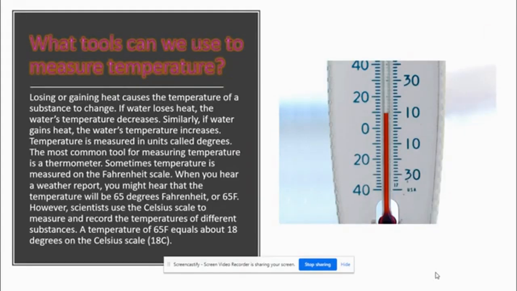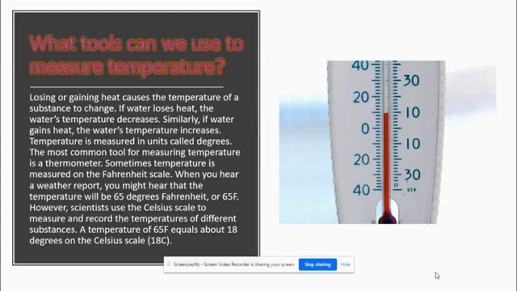What tools can we use to measure temperature? So what tool can we use? And of course, losing or gaining heat causes the temperature of a substance to change. If water loses heat, the water's temperature goes down, it decreases. Similarly, if water gains heat, the water's temperature increases. Temperature is measured in units called degrees. Now, even if it's Celsius, it's degrees Celsius. If it's in Fahrenheit scale, it's degrees Fahrenheit.